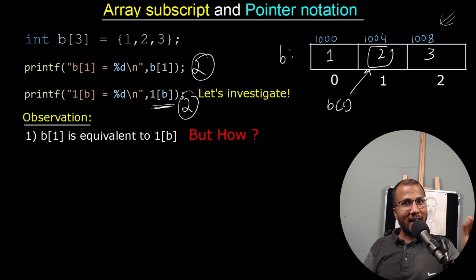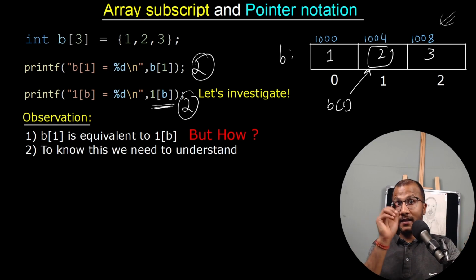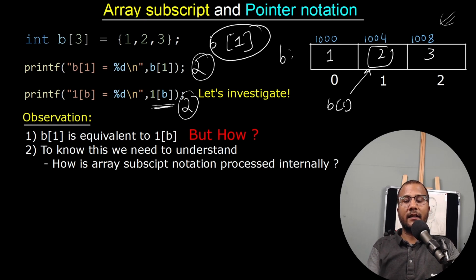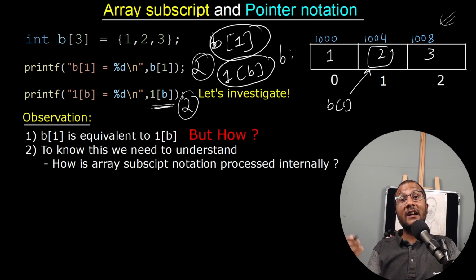Now to understand this, we should understand how the array subscript notation is processed internally. Now array subscript, you know what is subscript, right? So this is the subscript notation. If I write b[1], how is this processed internally? The same way 1[b] would be processed internally. So internally all these things will be treated as a pointer. It will be dealt with in pointer notation, not in subscript notation. So to understand this, let's take a few examples.